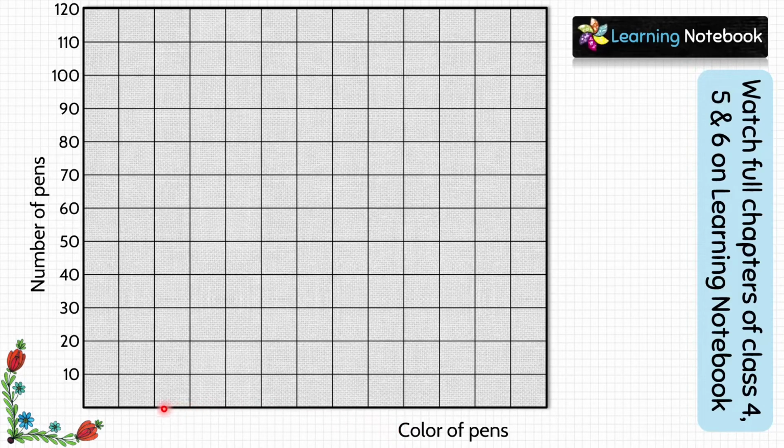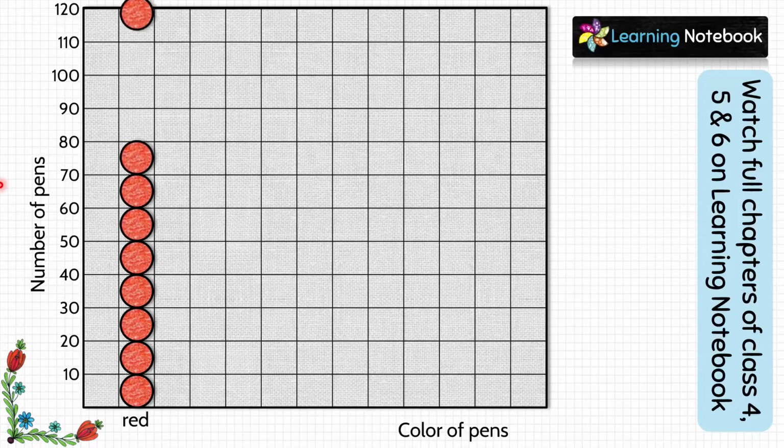Now, let's start making the bar graph. First, we will represent number of red pens, which are 120. So, let's put 12 red circles. So, now these 12 red circles represent 120 red pens. Next, we will represent blue pens, which are 60.